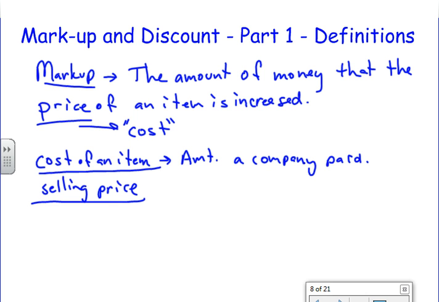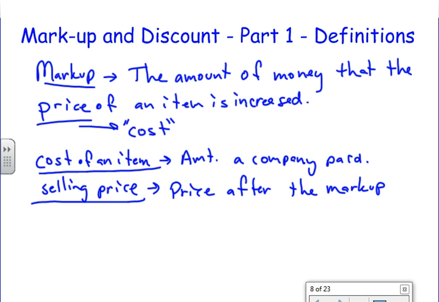The selling price of an item is almost always going to be considered the price after the markup. So you've got the price of an item, and then you're going to mark it up, and that's going to give you the selling price of an item. Okay? Now, other terms get used for this from time to time, but these are the basic terms.